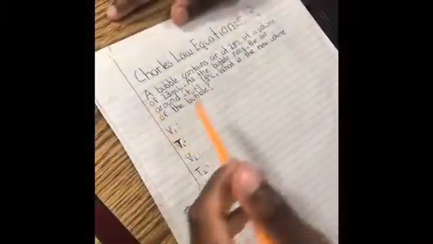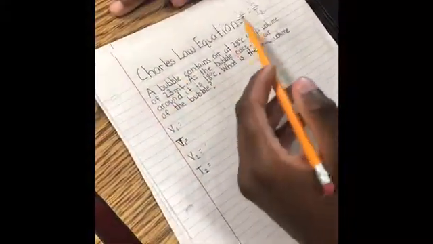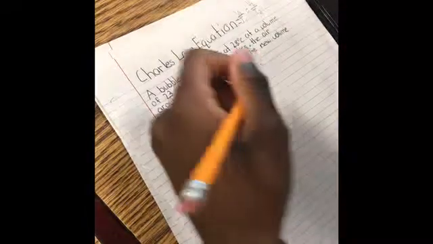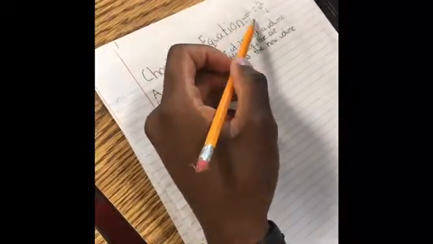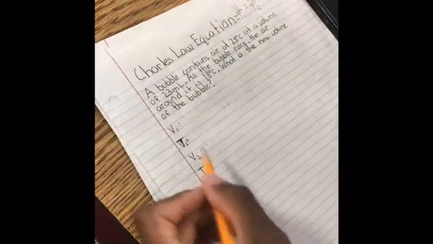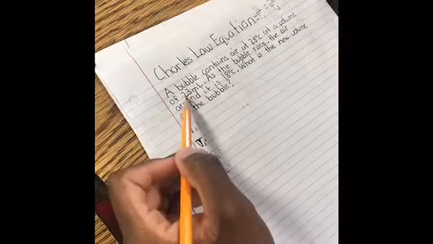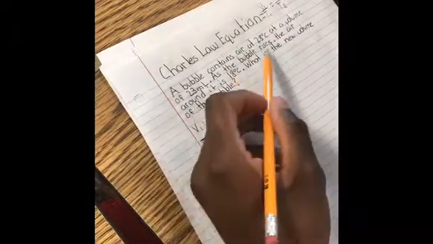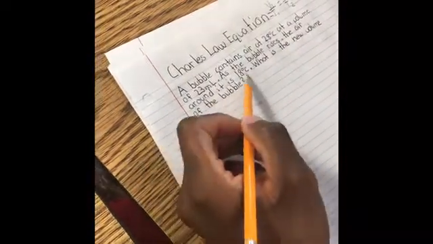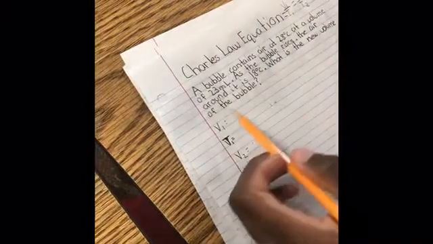Alright, the next law is Charles's law equation, which helps find temperature and volume. So that's V1 over T1 equals V2 over T2 to get your answer. So the example reads, a bubble contains air at 28 degrees Celsius at a volume of 23 milliliters. As the bubble rises, the air around it is 18 degrees Celsius. What is the volume of the new bubble?